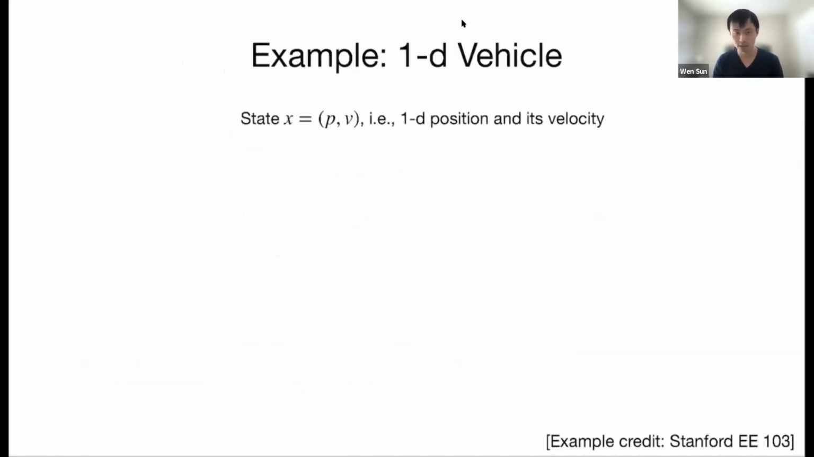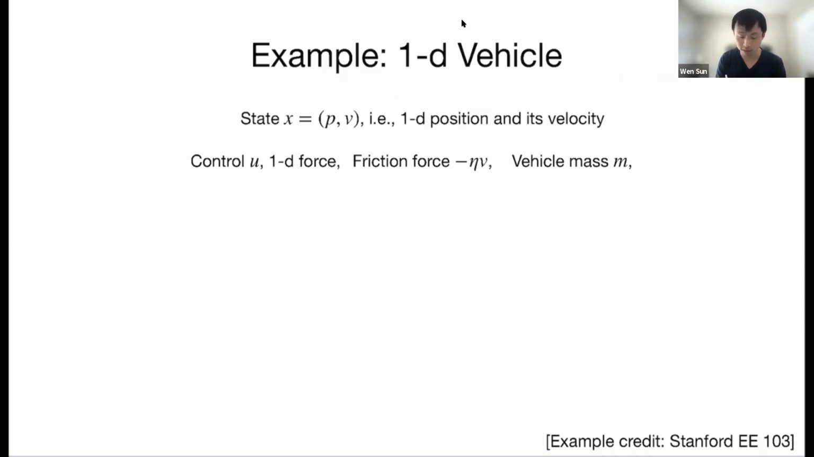Right, so let's look at one example. This is, for instance, maybe a 1D vehicle movement problem. So I have a car here, I'm trying to move somewhere, right? So my state is the position and the velocity. Right, so v is just the time derivative of my position, right? Okay, so my control is this 1D force. And I also have to make the problem a little bit realistic. I have some friction that is negatively proportional to my current velocity. And my vehicle has a mass m.